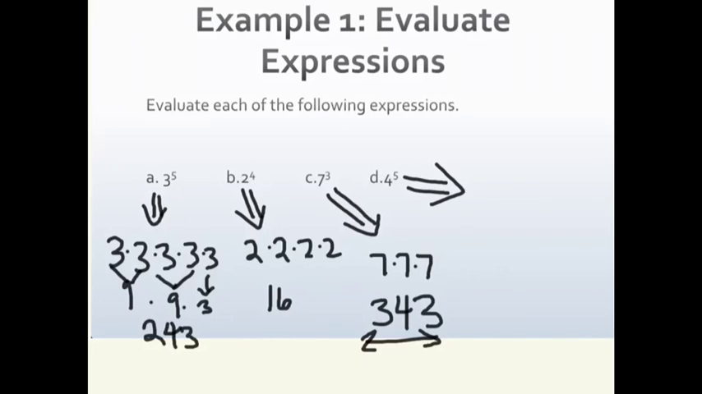Finally, 4 to the 5th power, which we could expect is 4 times 4 times 4 times 4 times 4. Hopefully I said that 5 times, but I wrote it 5 times. The answer is 1,024, and that's if I multiply it all together.